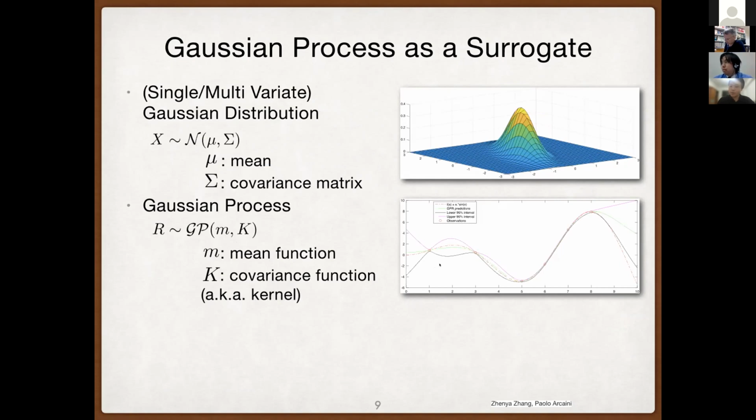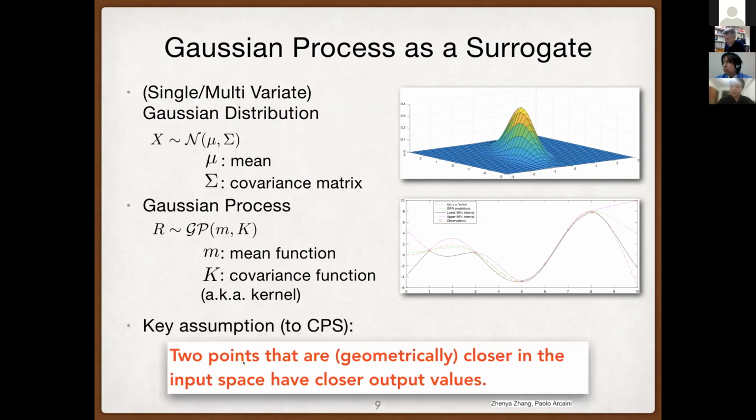In a Gaussian process, the closer two points are, the higher correlation they have. That also applies to cyberphysical systems. In cyberphysical systems, two points that are closer in the input space will also have closer output values because of the continuity of the dynamics of the cyberphysical system. So it's valid to select a Gaussian process as a surrogate of cyberphysical systems.